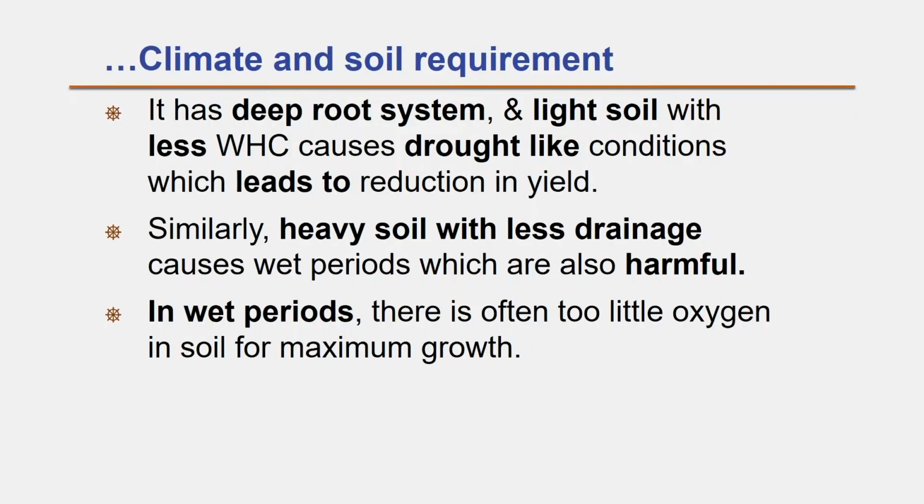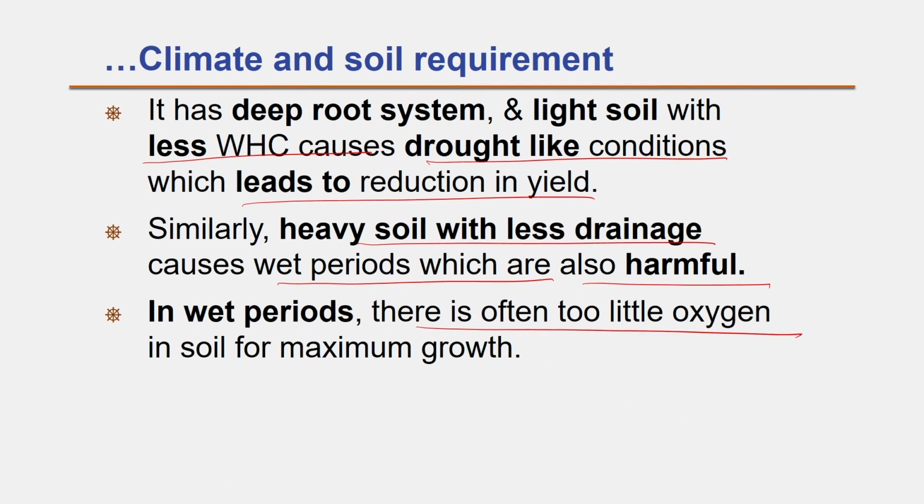So it has a deep root system, and light soil with less water holding capacity causes drought-like conditions, which leads to reduction in yield. Similarly, heavy soil with less drainage causes wet periods, which are also harmful. In wet periods, there is often too little oxygen in soil for maximum growth. These wet conditions in soil create anaerobic environment, which leads to shortage of oxygen, hence root growth is affected adversely.